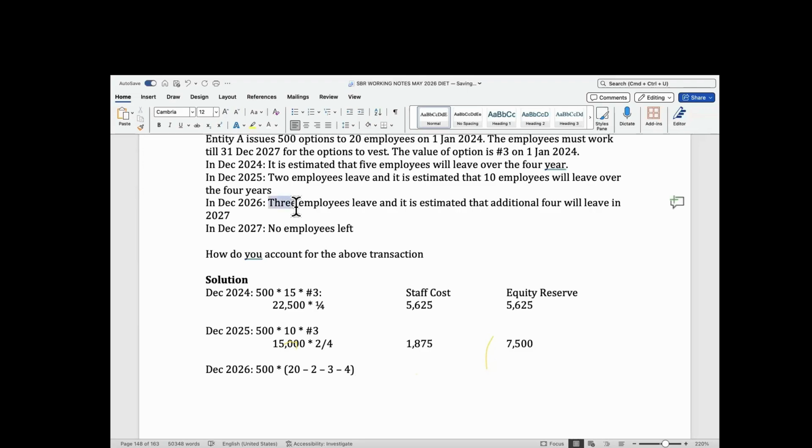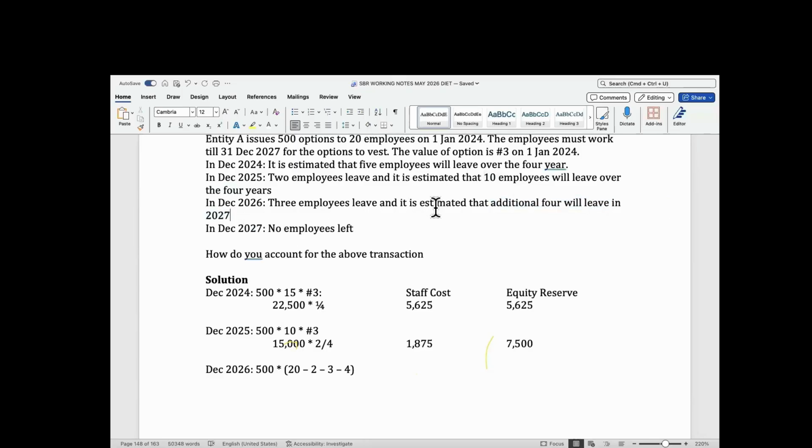So you see, the way this is structured is different from the way the examiner can structure it in different ways. It doesn't matter. Just look in this case, when they were going to estimate here, they estimated for all the period, which is why I didn't consider the people that actually left, because this 10 has already captured all the period. But when they were going to estimate here, they didn't estimate for all the period. They only estimate for the future. The additional 4 will leave in 2027.